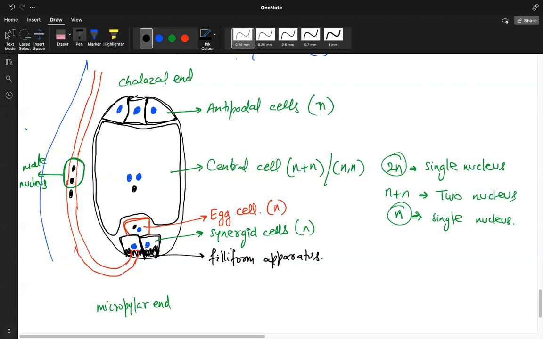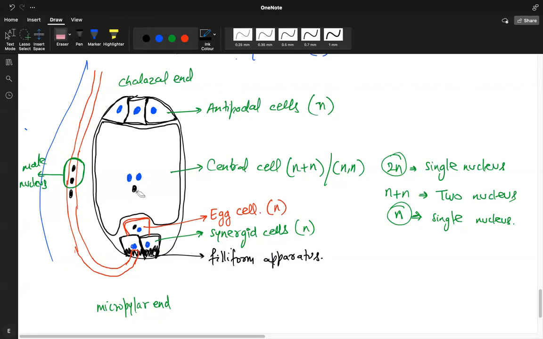Then the antipodals and the synergids, their role is not required later on as it develops into a fruit and a seed. So they die and degenerate. What you only see inside a seed is an embryo and an endosperm. Does that make sense? Can you now connect the whole picture together? People? Yeah.